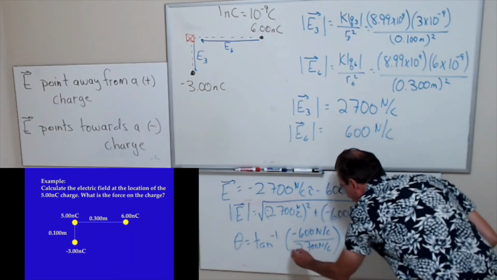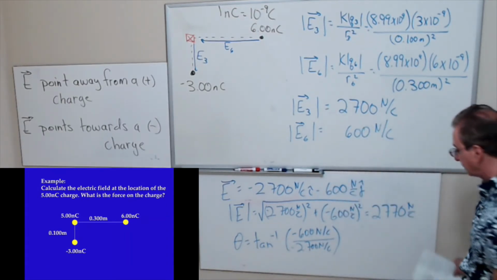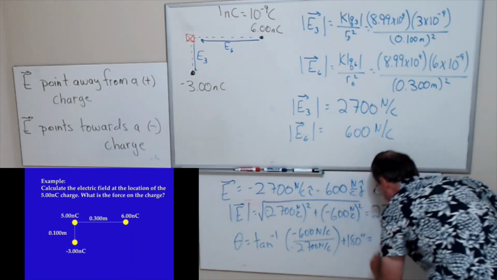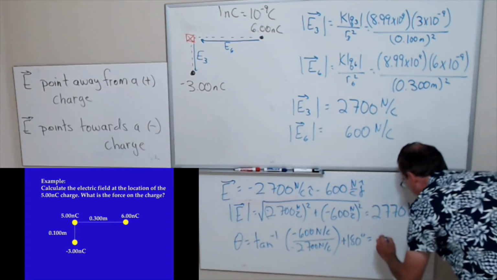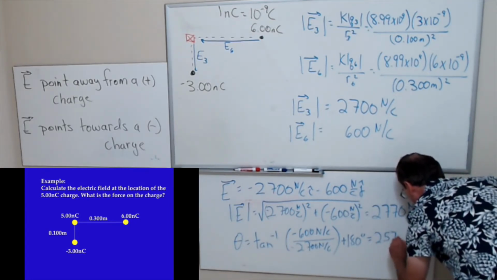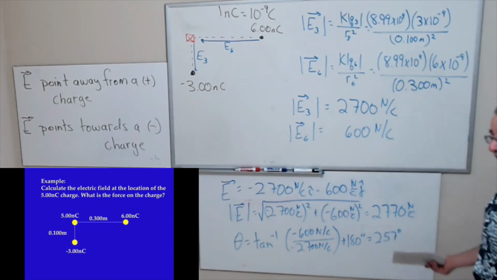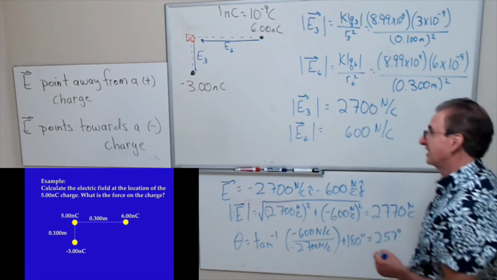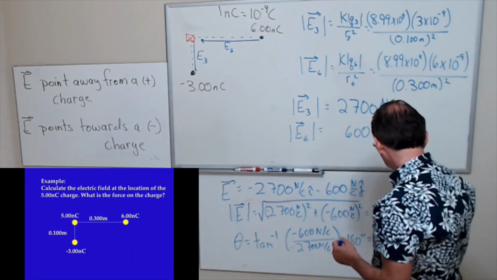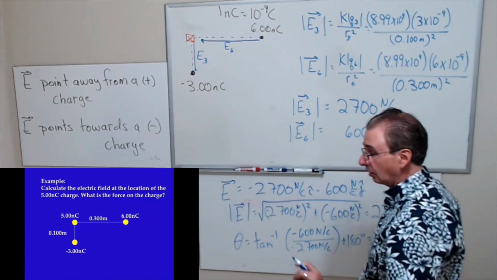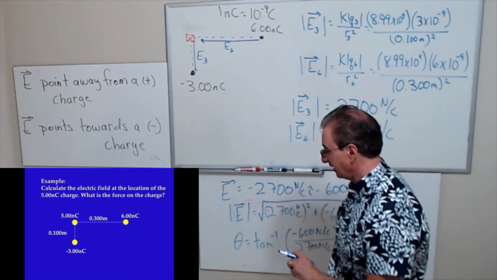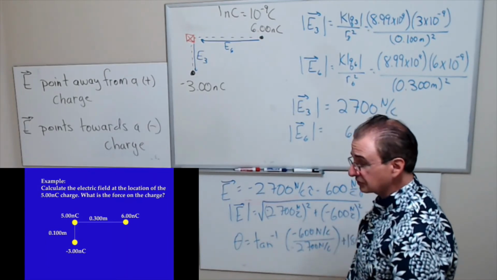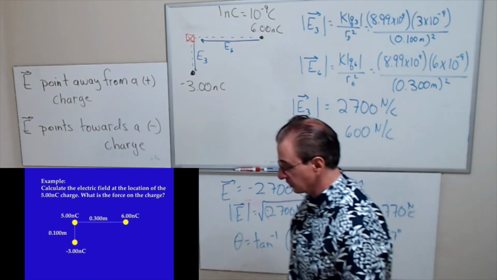So I know that this answer is going to be in the third quadrant. The calculator is going to lie to me, so I have to add 180 degrees. And this will give me 257 degrees. This is 257 from the positive x-axis. You can say it's 77 degrees below the negative x-axis. You can say it's 77 degrees south of west. However you want to describe it, just tell me how you measure your reference.